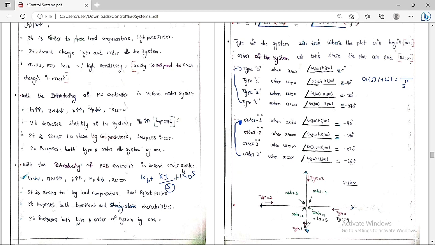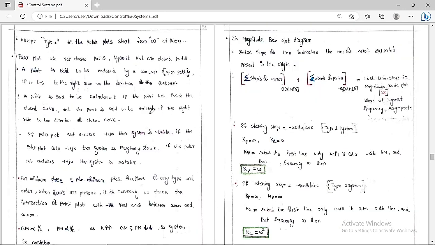So type 0, type 1, type 2, type 3, again type 4, type 5 is going to repeat. Order 1, order 2, order 3, order 4, again order 5 is going to repeat. These things you always have to keep in your mind. Except for type 0, all the polar plots are going to start from infinity at omega is equal to 0. I've already told you. So except type 0, the remaining polar plots are going to start from infinity at omega is equal to 0.